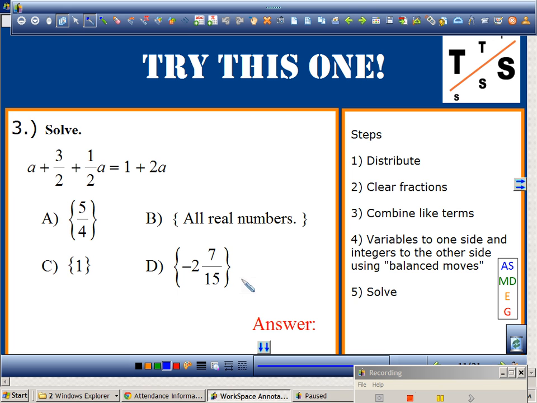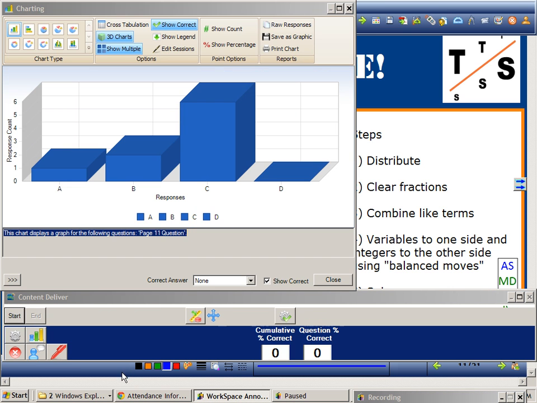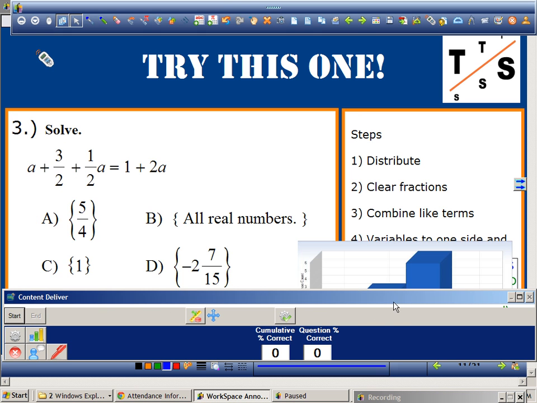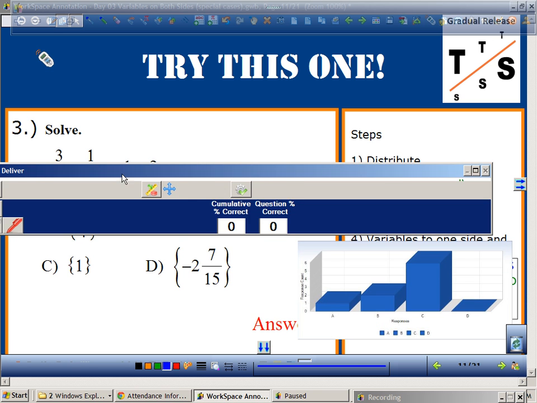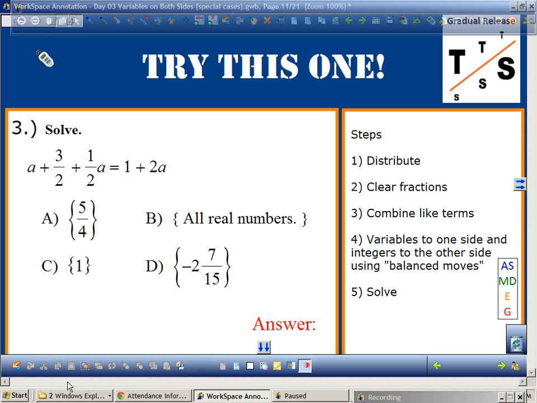All right, you guys, do this one. This time, who was last? A's, so we'll go to B's. All right, 5, 4, 3, 2, 1. Let's see how we did. Out of those that turned in answers, you guys did pretty well. Most of you are answering C.